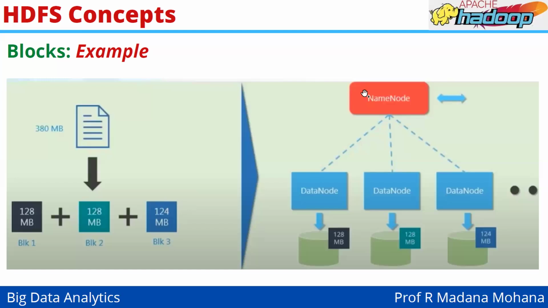Now here you can see the name node and data nodes. The primary node is the name node, then data node 1 has the first 128 MB, a second data node has the second 128 MB, and the third data node has the remaining 124 MB. Suppose you have one more 128 MB, let us assume. So the third one is 128 MB, and then the excess will be stored in the next node. Like that, the data nodes increase with each 128 MB block size. Like that, blocks are allocated.